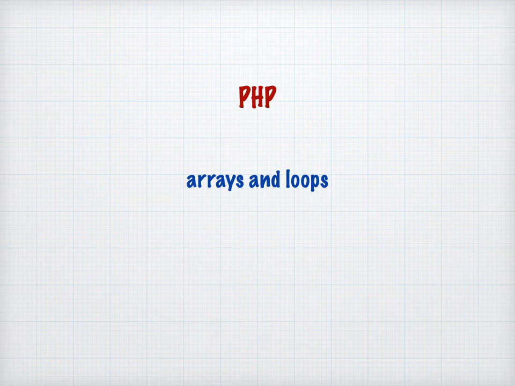So often we'll want to process the whole of an array. We could have like 4 items, or we could have 10,000 items. And we want something to be done to every single item in the array. And the way to do that is to combine an array with a loop.